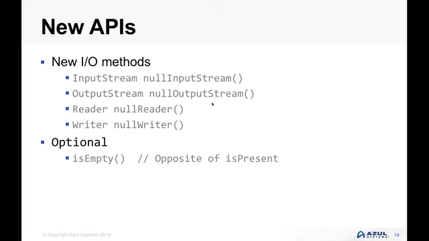The other method here, on Optional, is a new method called isEmpty, which funnily enough is the opposite of isPresent. It will return true if there is a null reference inside your Optional.